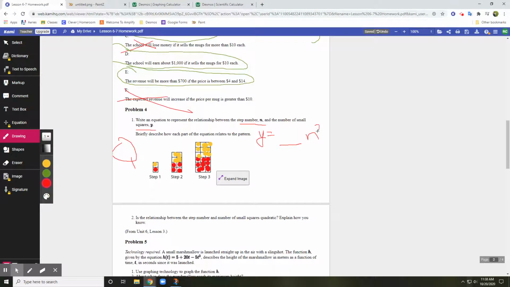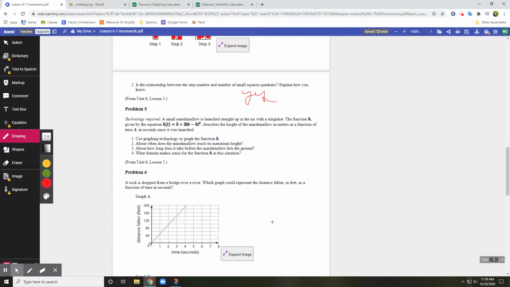So I know that it's going to be n squared, but there's 2 of them, so I'm going to have 2 times n squared. Is the relationship between the step number and the number of smaller steps quadratic? Yes. How do you know? Pick one of the many reasons how we know.